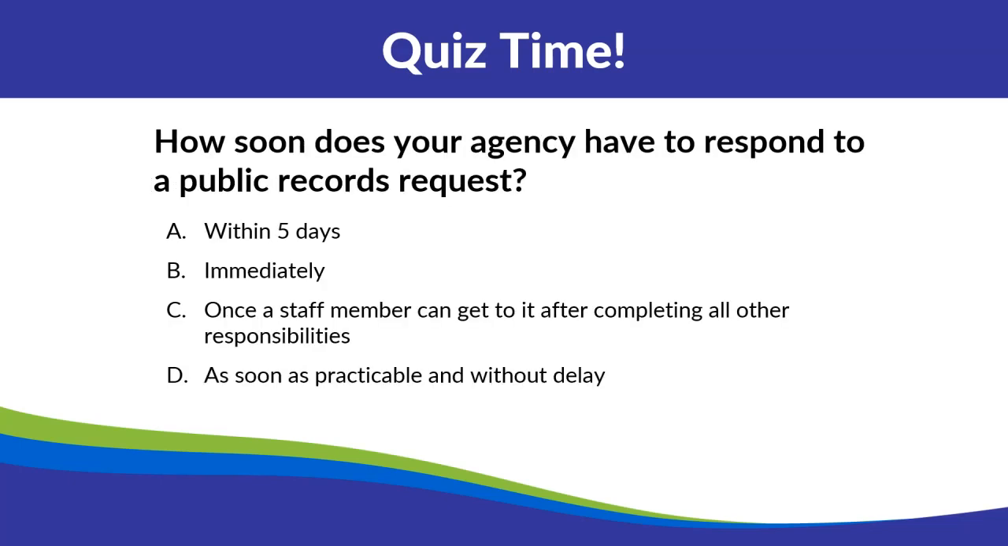Question number 3. How soon does your agency have to respond to a public records request? A, within 5 days. B, immediately. C, once a staff member can get to it after completing all other responsibilities, or D, as soon as practicable and without delay?